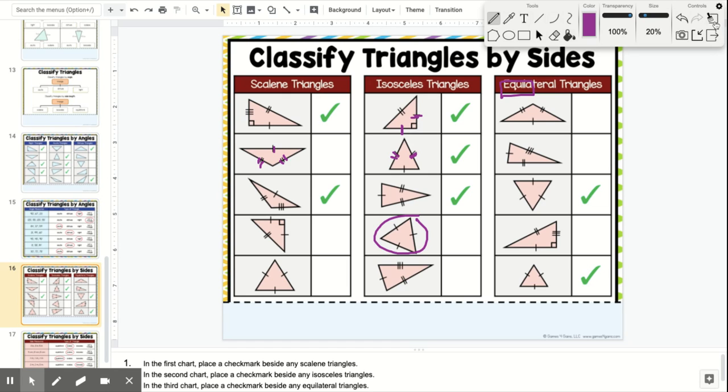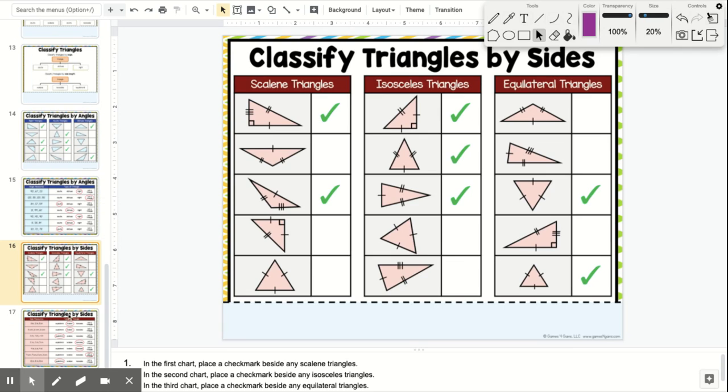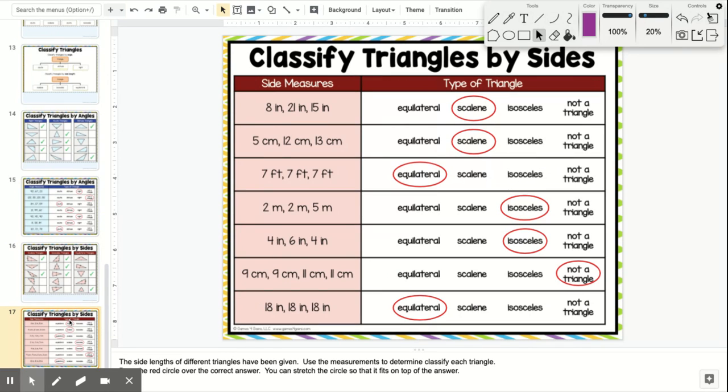The next slide. Actually, the last slide for you with the red circles. So you had to look at the side measurements and see if they're either all going to be different, 2 numbers are going to be the same, or all 3 numbers are going to be the same. So that's what you're looking for.